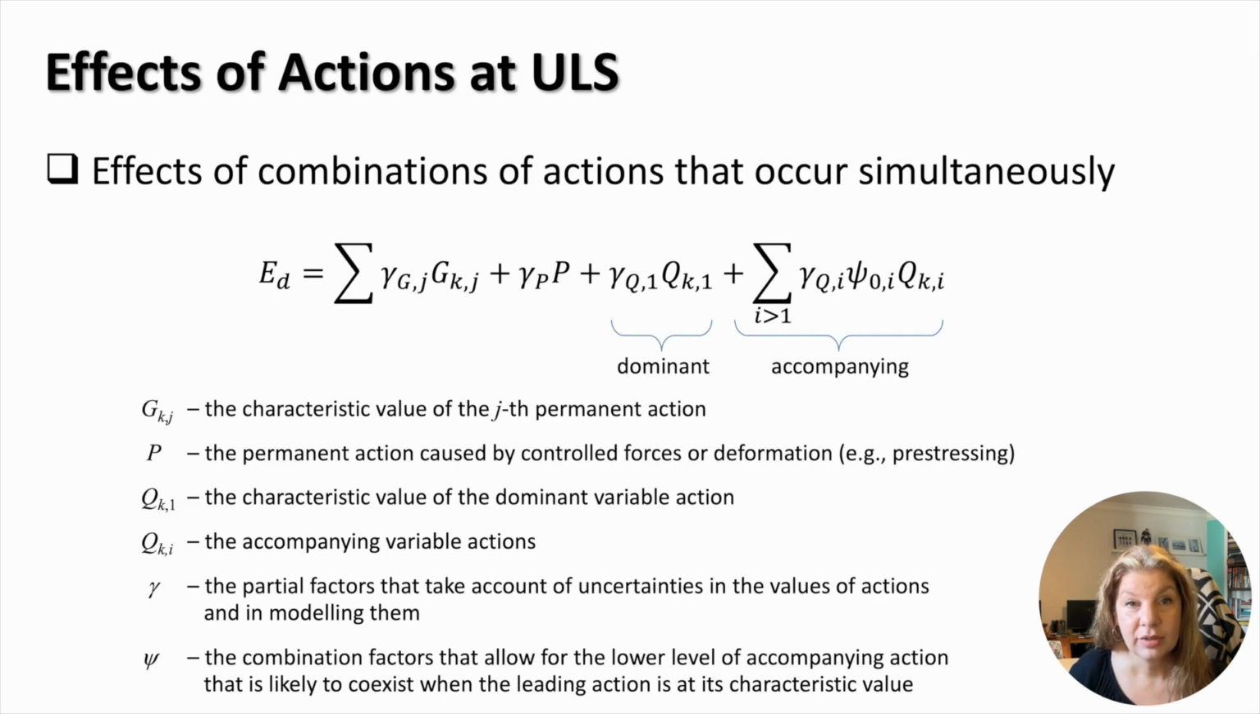The effect of actions is considered for several actions occurring simultaneously. These actions include permanent and variable actions. In this formula, you can see the partial safety factors, the Greek letter gamma, apply to all actions that take account of uncertainties in the values and modelling of these actions. An additional partial factor for combination, given by the Greek letter psi, is applied on accompanying variable actions to account for the lower likelihood of these actions occurring together with the leading variable actions.